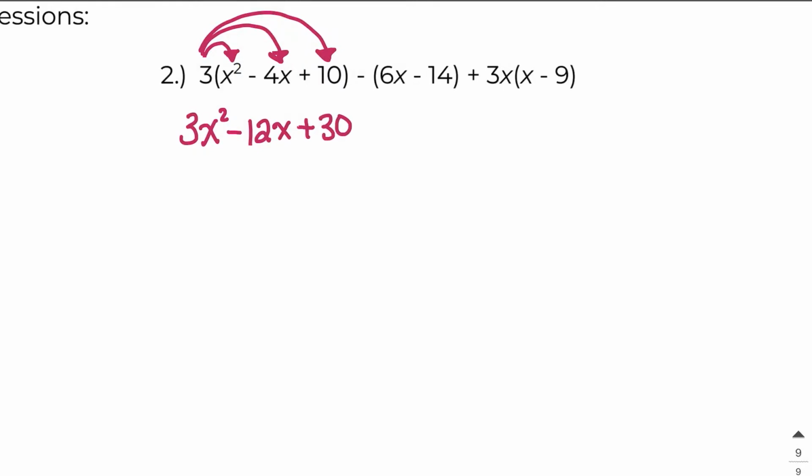Now I know I'm going to stop distributing here because my bracket has closed. So that means that I'm done distributing the 3 through. I don't need to distribute 3 through anymore at all.